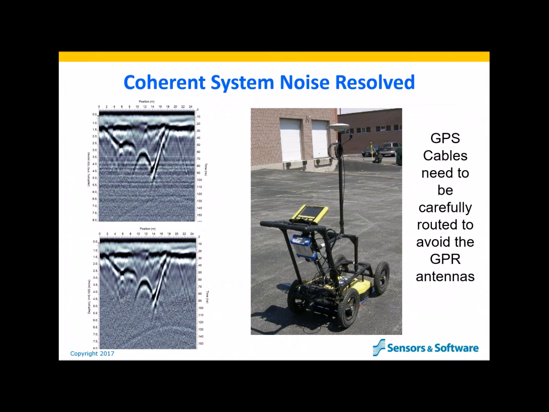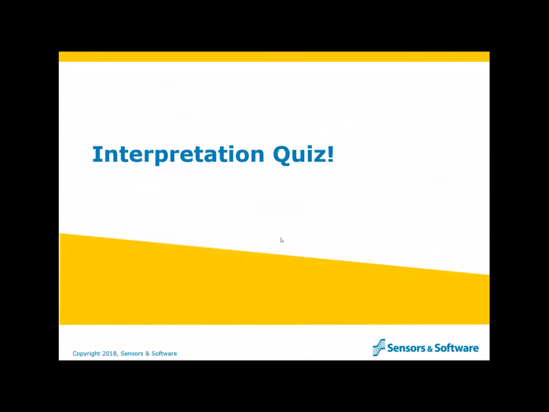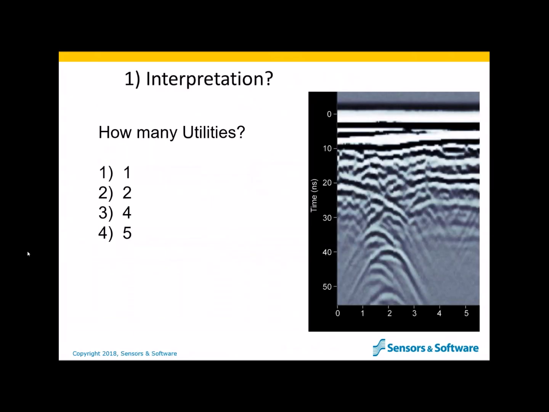This completes part 2 of the basics of GPR data interpretation. But before you go, just like we did in part 1, let's have a quiz to see what you've learned. So question number 1. How many utilities in this image? Good luck. Look at the hyperbolas. Count the number of utilities.